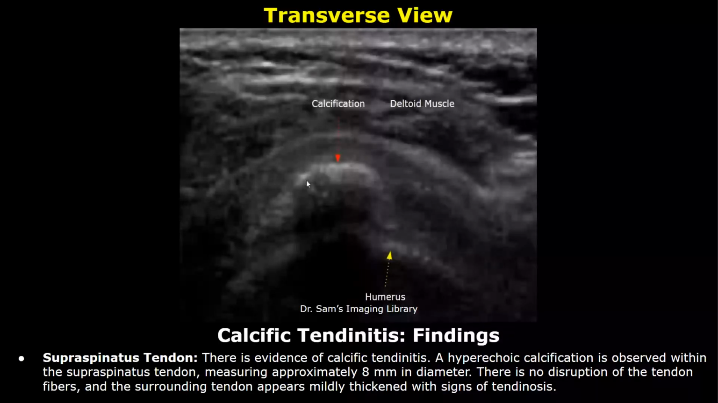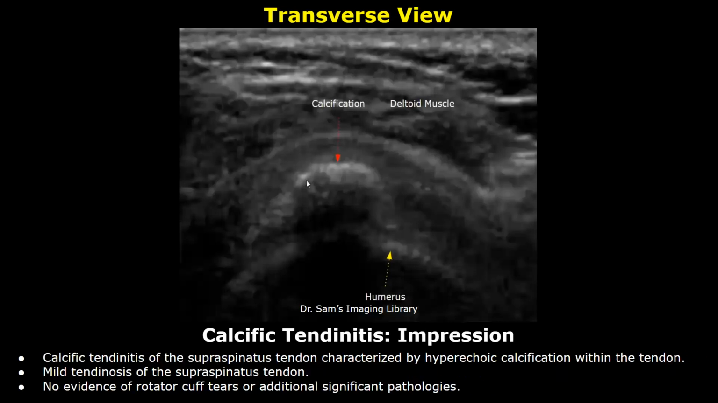Now we have a report of calcific tendinitis. These are the findings in the supraspinatus tendon. There is evidence of calcific tendinitis. A hyperechoic calcification is observed within the supraspinatus tendon, measuring approximately 8 millimeters in diameter. There is no disruption of the tendon fibers, and the surrounding tendon appears mildly thickened with signs of tendinosis.